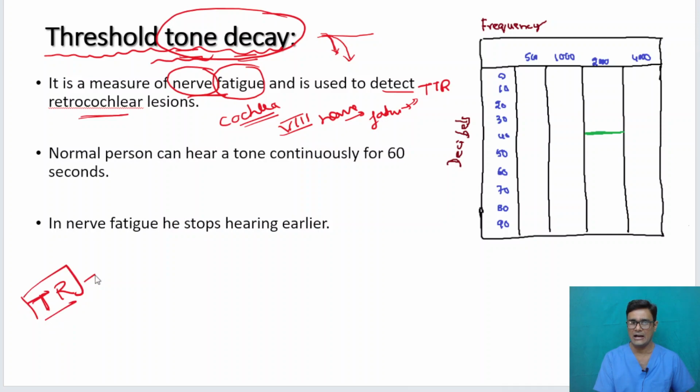TR is like temporary registration, you can remember it like that. It is seen in retrocochlear. RC, recruitment, is seen in cochlear type of hearing loss. These are the two things that we usually get confused.